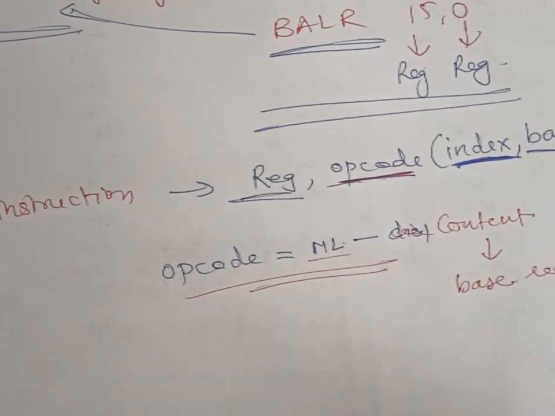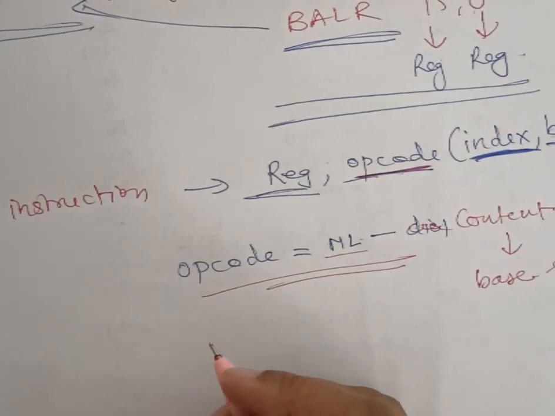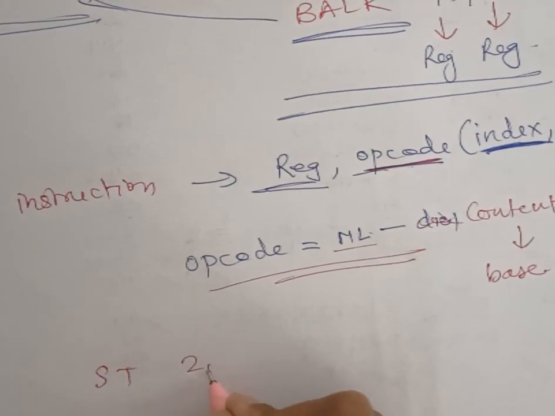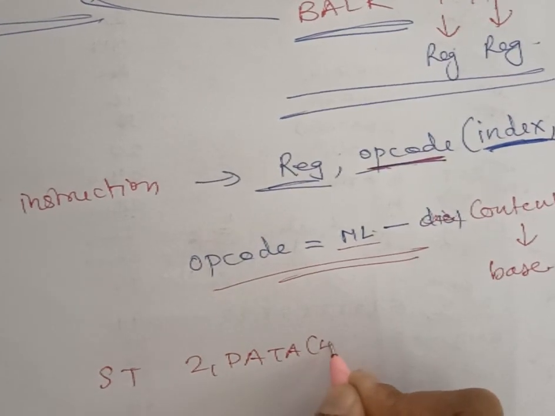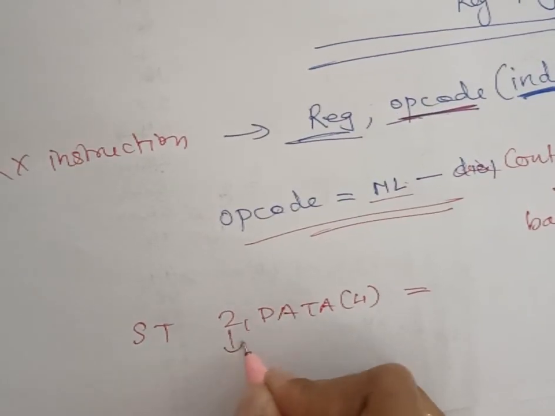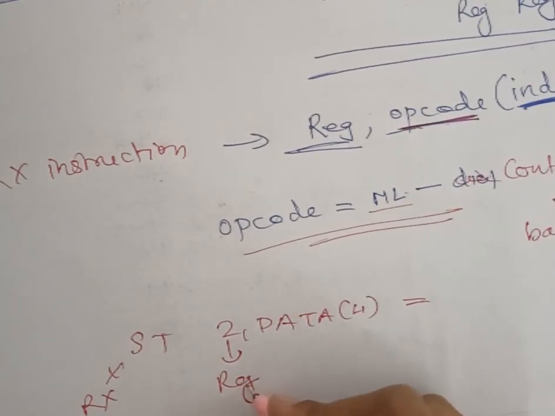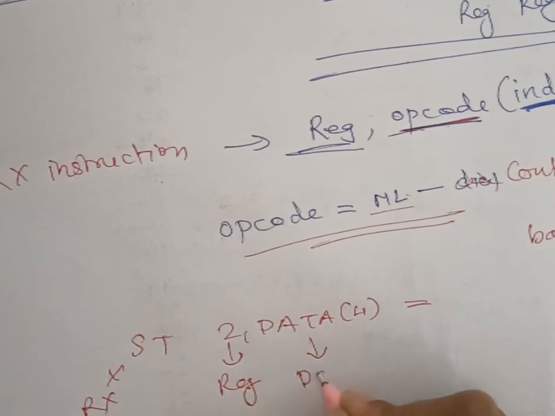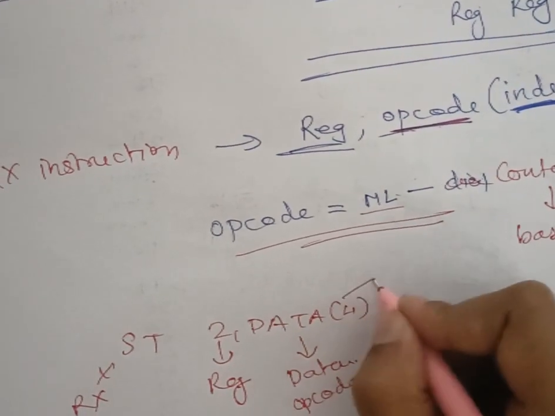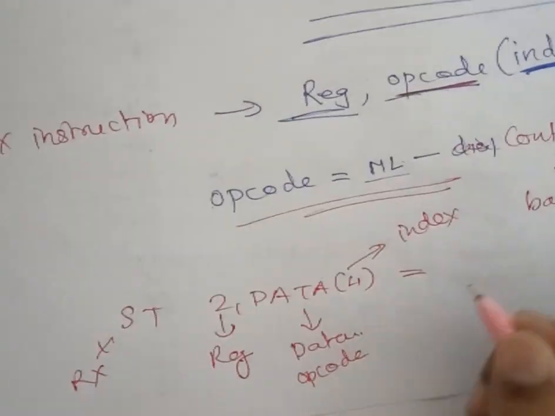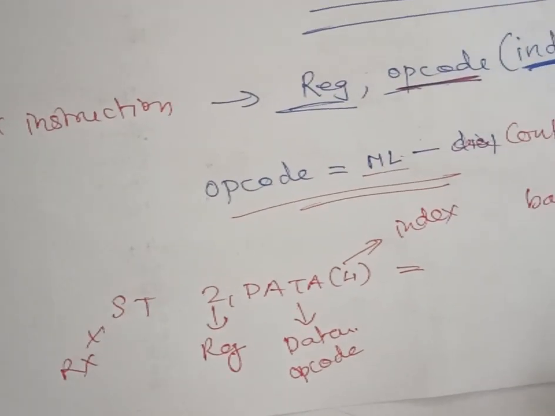And if I take one example here for solving this. So if the ST 2, data of 4 is written, so here 2 will become the register. This is the RX instruction. 2 will become the register, for data we have to calculate the opcode, and this 4 is the index, where we have to find the base. So that we will see now.